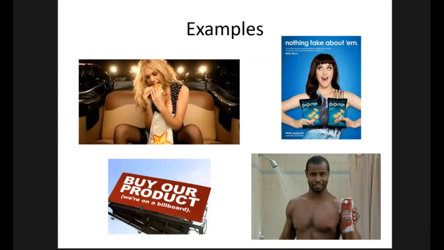Some examples of the peripheral route: we're not going to get into a big long list about what's great about the Hardee's burger. Instead, we're going to use sex to sell the Hardee's burger. There's Katy Perry and Pop'ems, nothing fake about them. I like this one. Buy our product, we're on a billboard. That is about as peripheral as it gets. Here's an attractive man. We're not talking about the benefits of Old Spice. We instead are talking about paying attention to the bright and shiny things. So again, it may create persuasion, but it may not be long lasting.